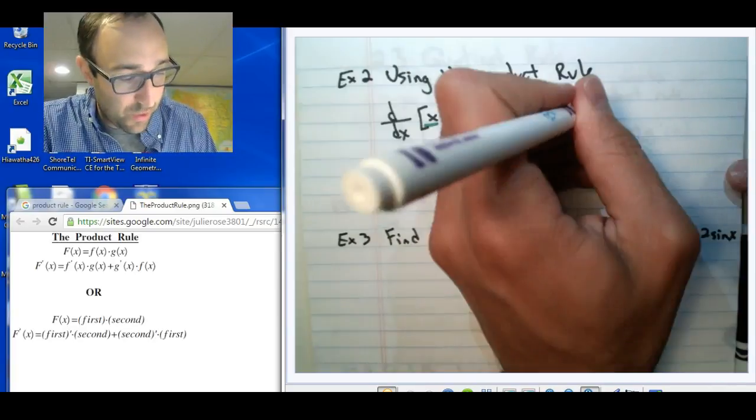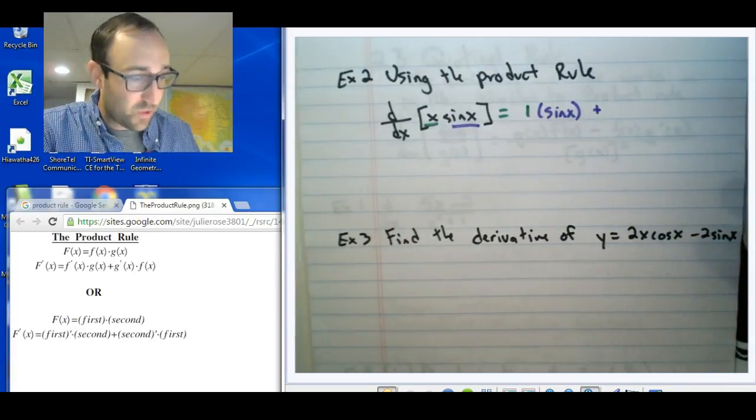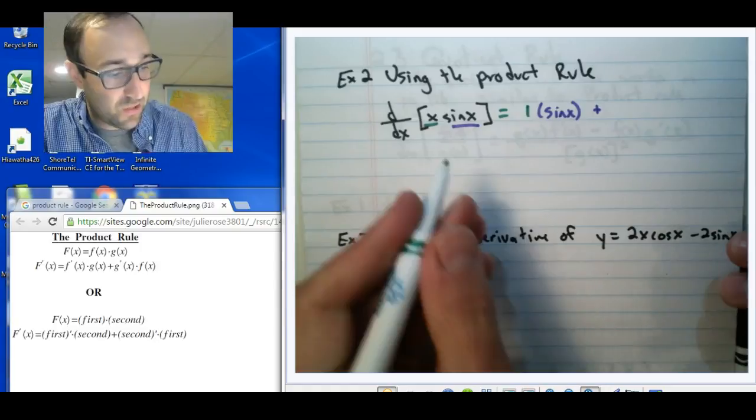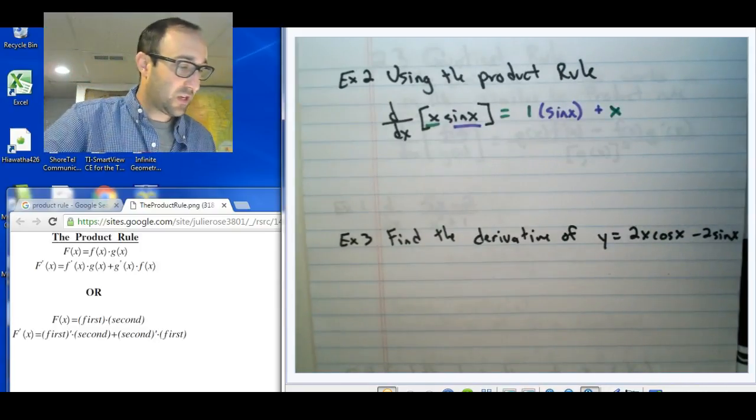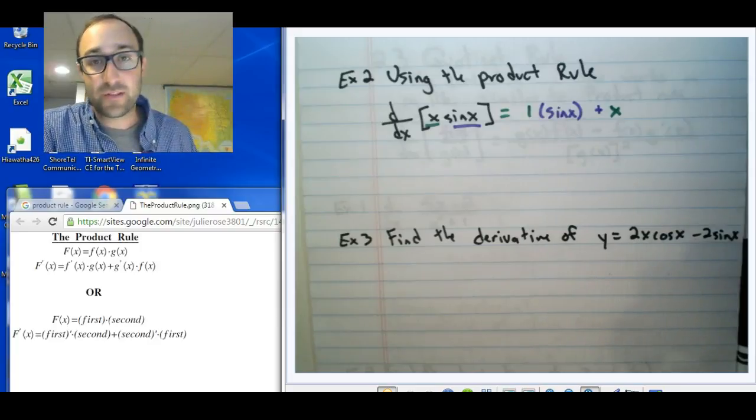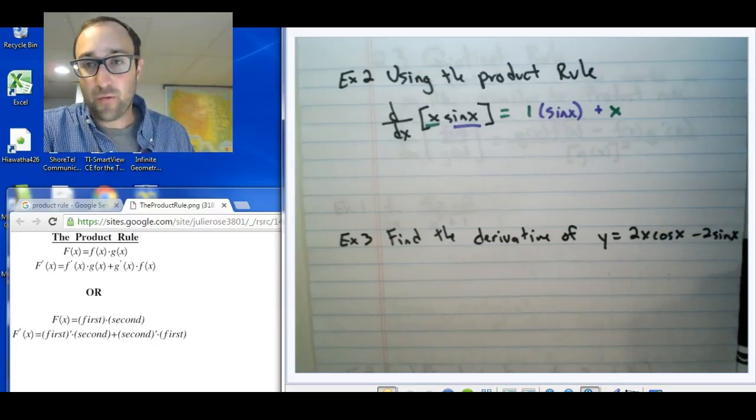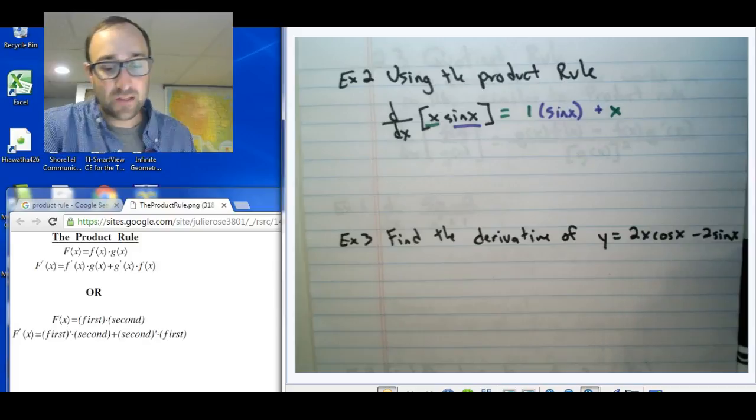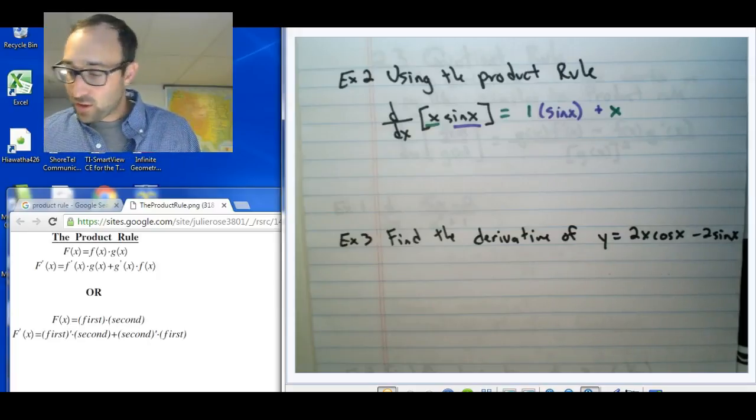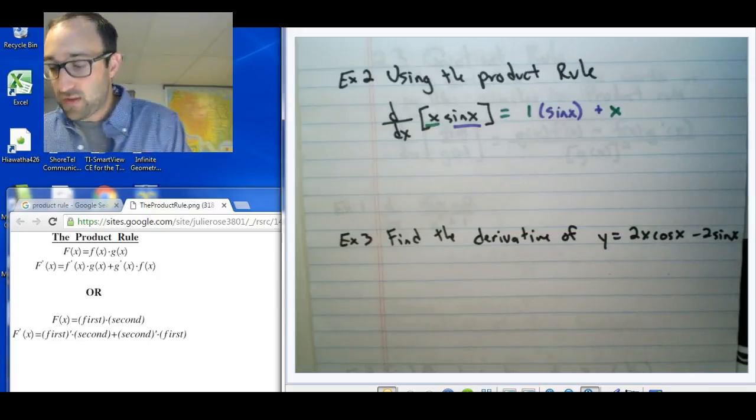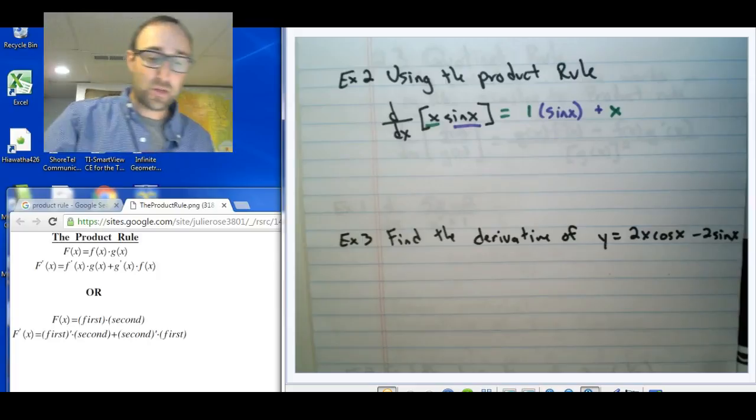Alright, and then I'm just going to do plus, and now we're going to have the first one, no derivative, which is going to be just x, and that's going to be times the derivative of the second one. So what's the derivative of sine x? Hopefully you remember that it's cosine, but is it positive or negative? If you are not sure, you can always go back to section 2.2 and look it up. It's there. It's on page 107. Derivative of sine x is cosine x.